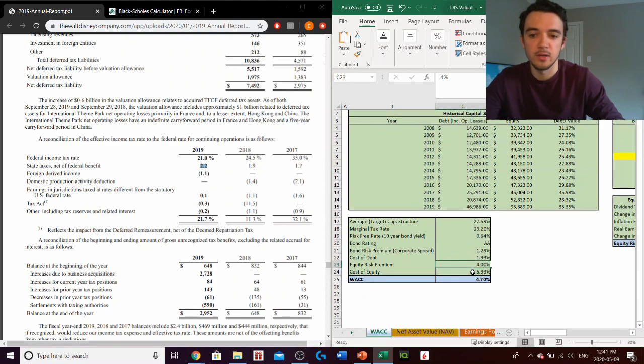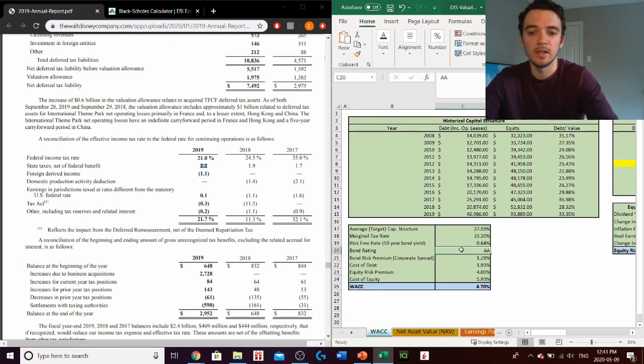Here you see the 4% equity risk premium and the AA bond rating. And now to find the bond risk premium, otherwise known as a corporate spread, you just have to Google AA corporate spread and you'll be able to find that. And right now it's at 1.29%, which might be a little bit high. However, that's just what it is right now, and it kind of balances out the lower risk-free rate.